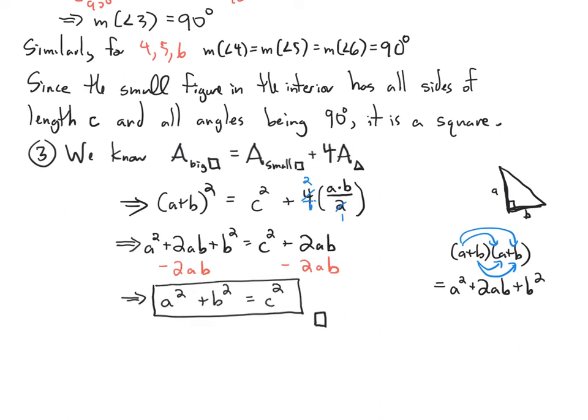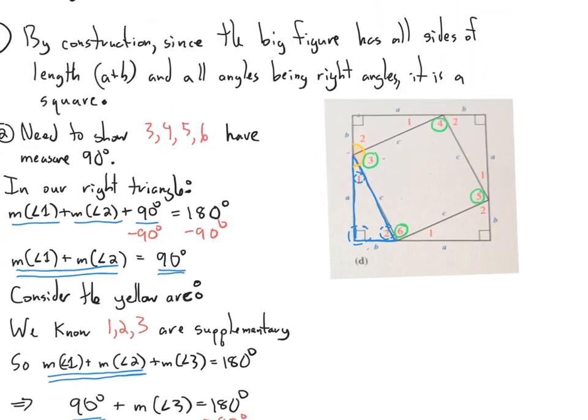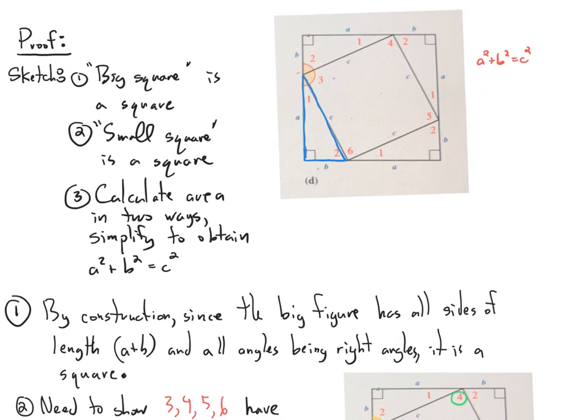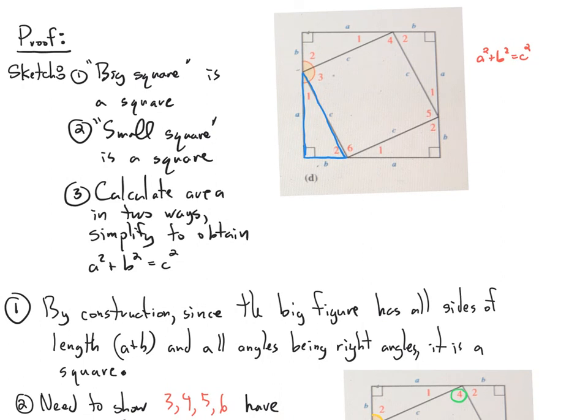A quick recap of this, just to make sure we all understand. Let me scroll all the way up. So we wanted to prove that a squared plus b squared equals c squared. If we have a right angle triangle, then a squared plus b squared equals c squared. So we started with our right angle triangle, and we built this diagram. We know that the outside figure, the large figure, is a square, since all sides have length a plus b, and all angles are 90 degrees.